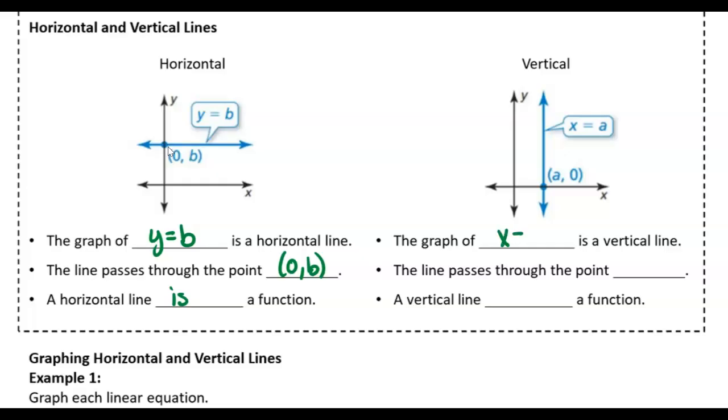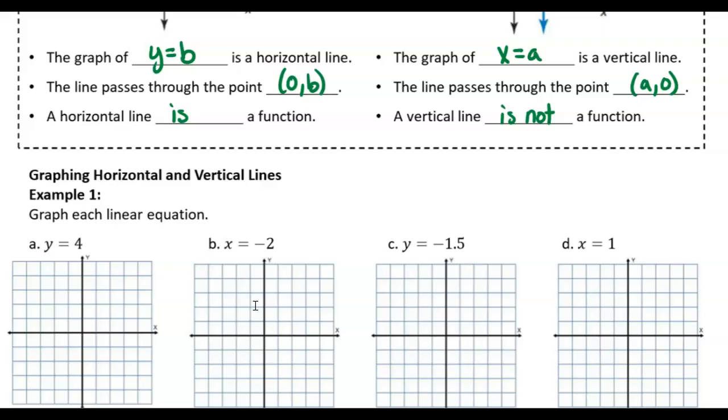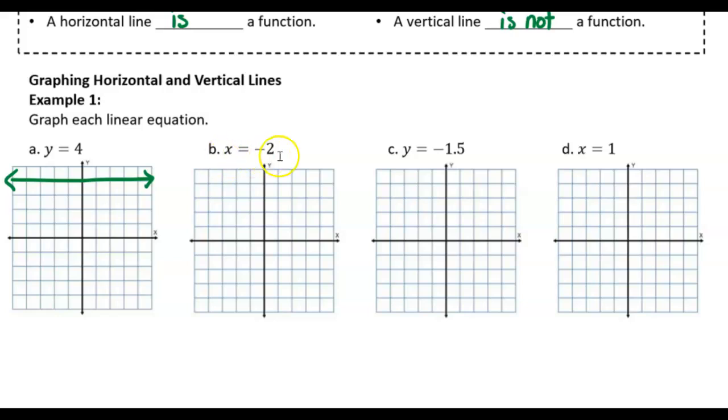When it's x equals some number a, it's a vertical line. It goes through the point (a, 0), a is just some number, and it is not a function because it does not pass the vertical line test. All right, let's use that information. So it says y equals 4. When it's y equals some number, that's a horizontal line. So it goes through 4, and it's not real straight, but we tried. It goes horizontally, so every single y value is 4. So that's that line.